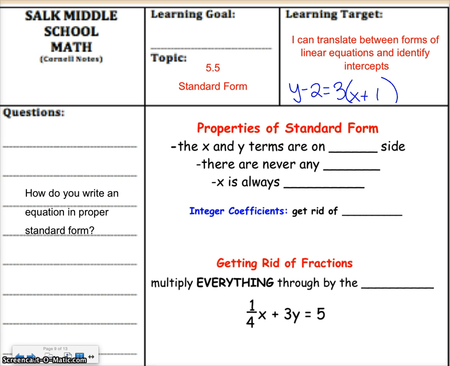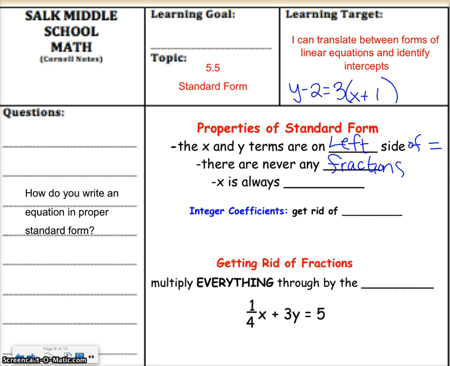So here's some properties of standard form. The x and y are on the left side, maybe I should be complete, of the equal sign. Okay? They always should be. If they're not, you make them go there. There are never any fractions. Standard form should not have any fractions.